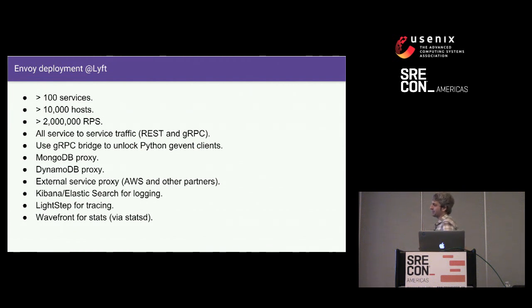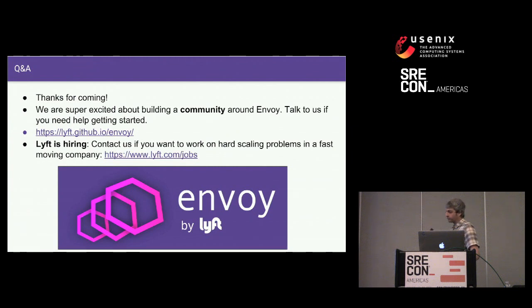We use it to proxy to all of our partners. This, again, has been super useful because if we have multiple different application stacks talking to partners, it can be very powerful to know from a global perspective, is this partner having a particular issue? I've already showed you some screenshots. We use Kibana as well as Elasticsearch for logging. We use a company called Lightstep for our tracing system, and we use a company called Wavefront for stats via the StatsD API. So that's it.